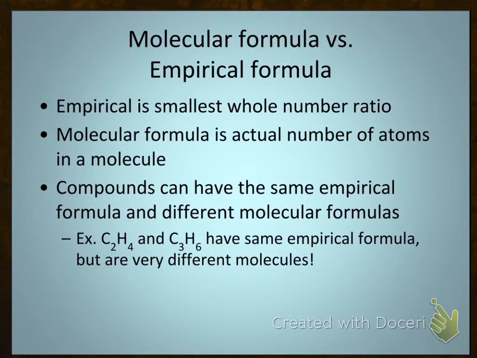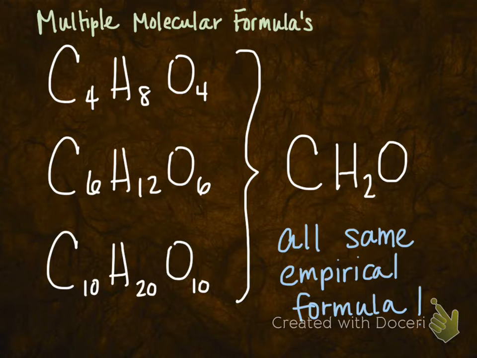But wait a minute, can compounds have the same empirical formula and have different molecular formulas? Of course they can! Just take these: C4H8O4, C6H12O6, C10H20O10. They all have the same empirical formula, but they're very different molecules that behave in very different ways.